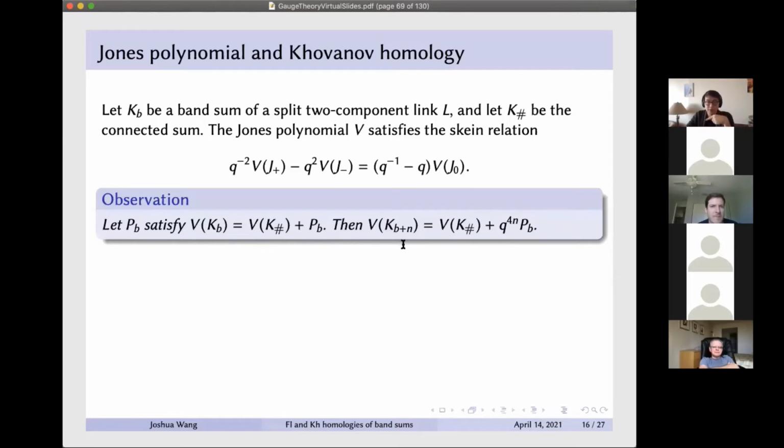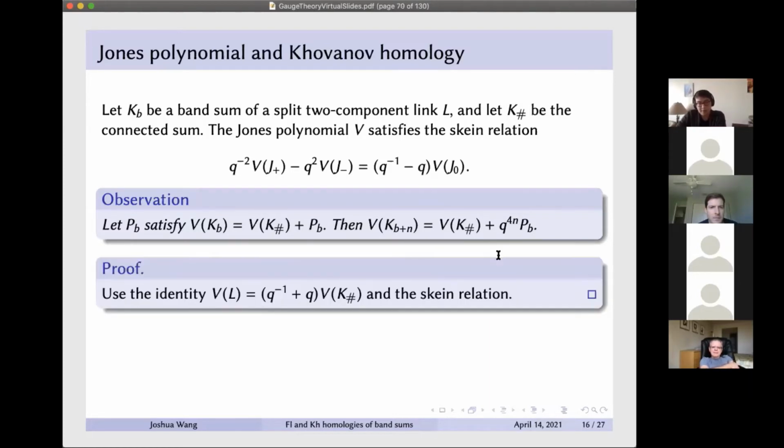Then, if you add twists to the band, the way that the Jones polynomial changes is that it's still a sum, one term being the Jones polynomial of the connected sum, but the other term is our PB, this polynomial, multiplied by some high power of q. And you obtain this from the Skein relation plus the fact that the Jones polynomial of a split link is not 0, it's a factor times the Jones polynomial of the connected sum. And so that's how the connected sum shows up in these formulas.